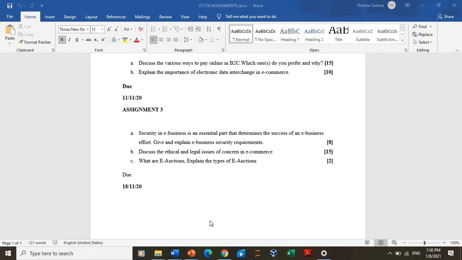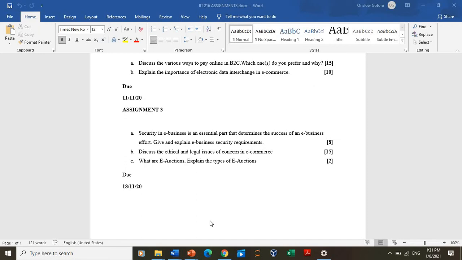Then the ethical and legal issues of concern in e-commerce, 15 marks. A number of you failed to distribute between the legal and the ethical issues. The question wants 15 marks, which means you go either 7 for ethical and 8 for legal issues. Most of you gave me 1 or 2 ethical issues and a lot of legal issues. There are a number of ethical issues and a number of legal issues. Of course, I'm going to attach another document which states the security requirements and the legal and ethical issues in e-commerce.